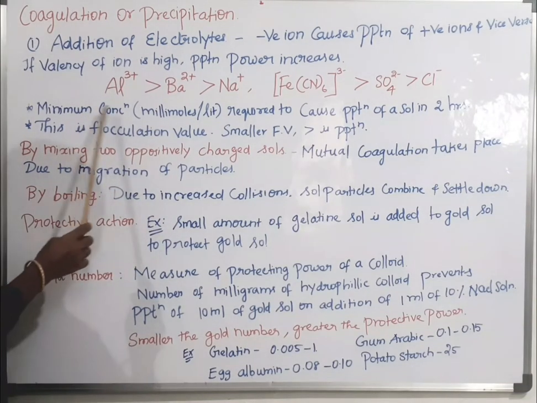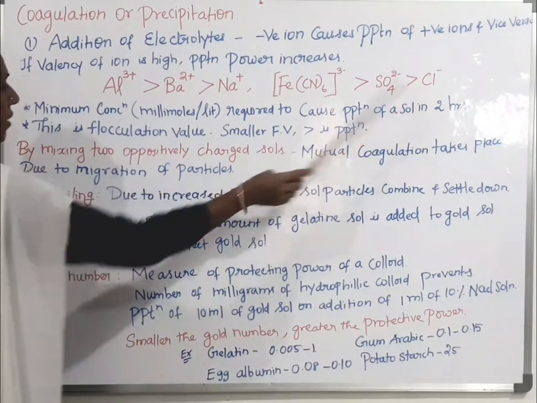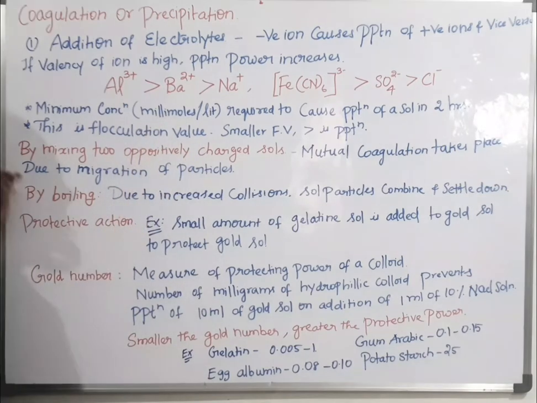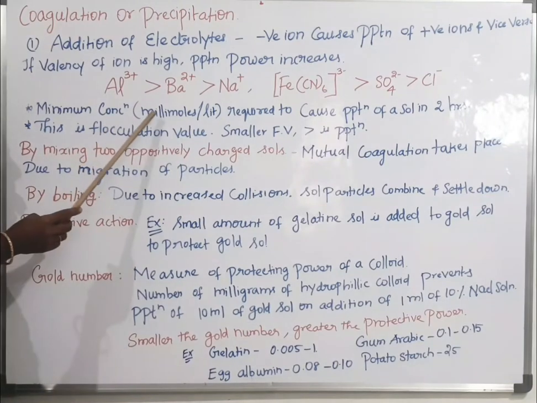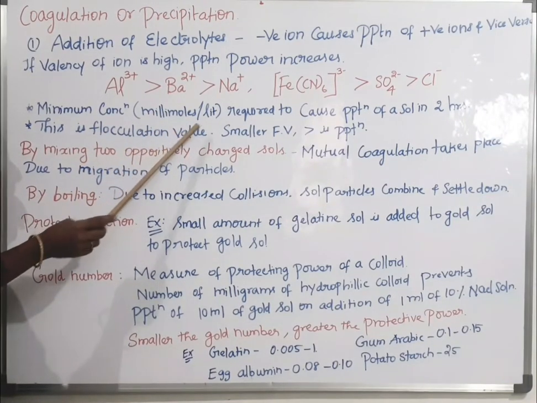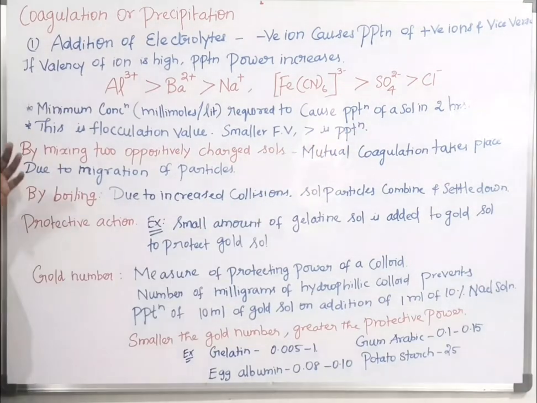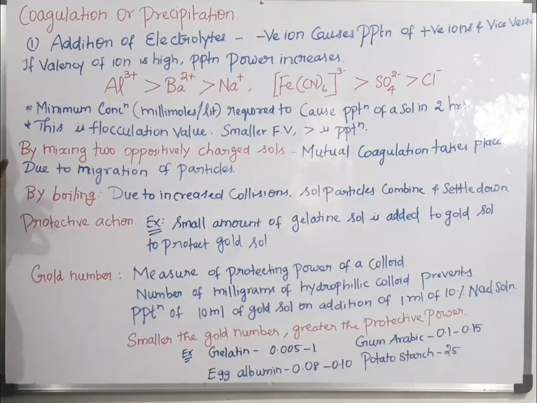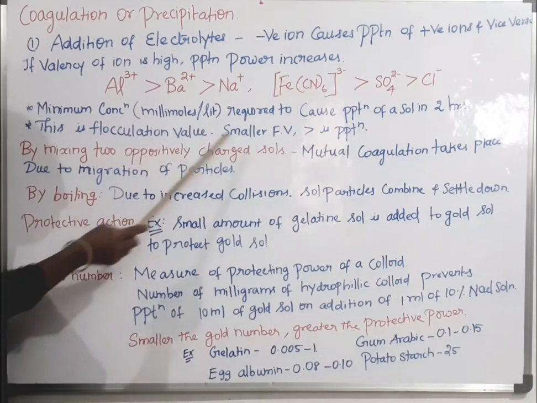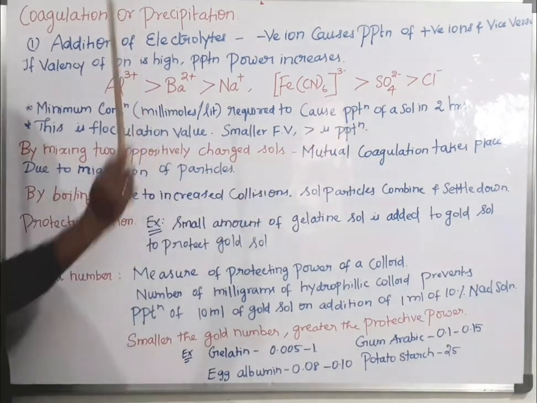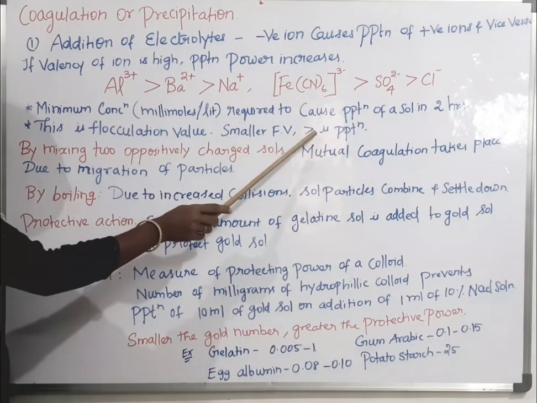Then the minimum concentration, in millimoles per liter, required to cause precipitation of a sol in 2 hours is called the flocculation value. Sol means colloid. So in the colloid, in 2 hours, the minimum concentration required to cause precipitation is the flocculation value. If this value is smaller, precipitation is greater.